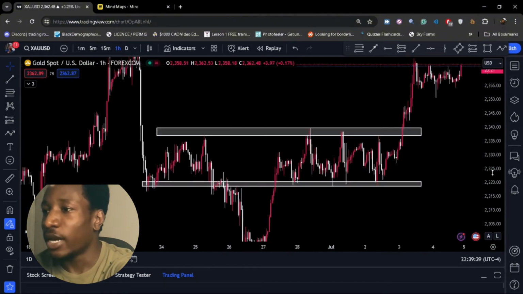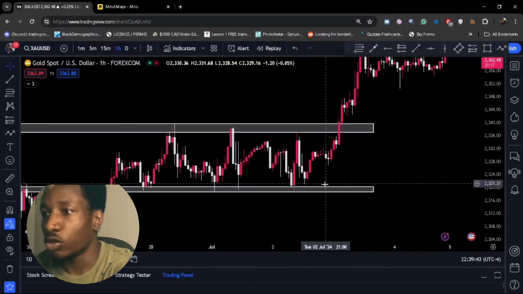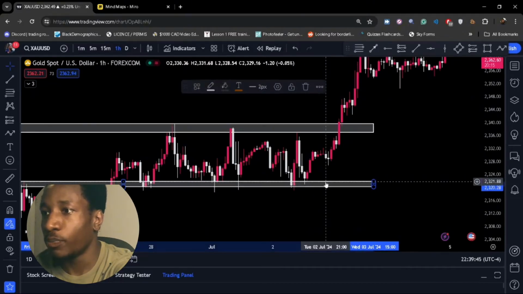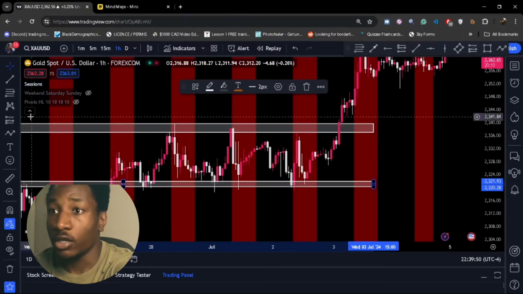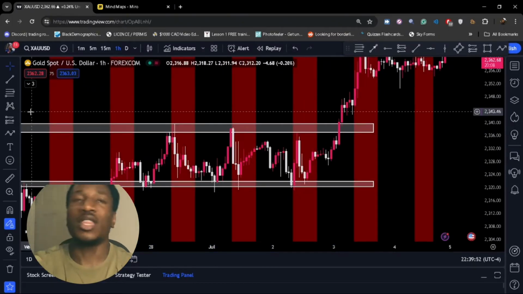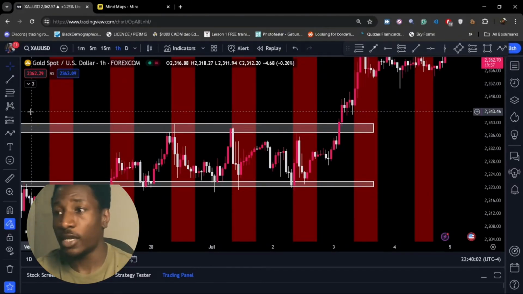Now with that being said guys, essentially my first entry came from the New York session. So let me do this real quick. Boom. So if you notice guys, I like to trade during the New York session, but what I've come to understand is guys, at the end of the day, the session doesn't really matter in the sense of if the structure is good, then you take the setup, right? Which I'll explain even further.